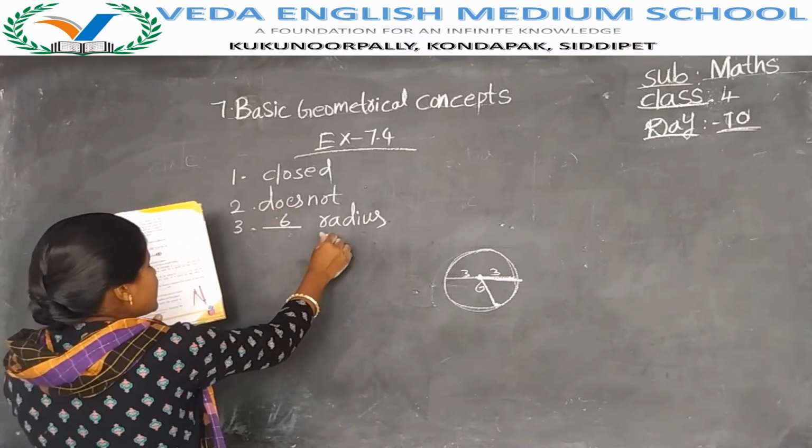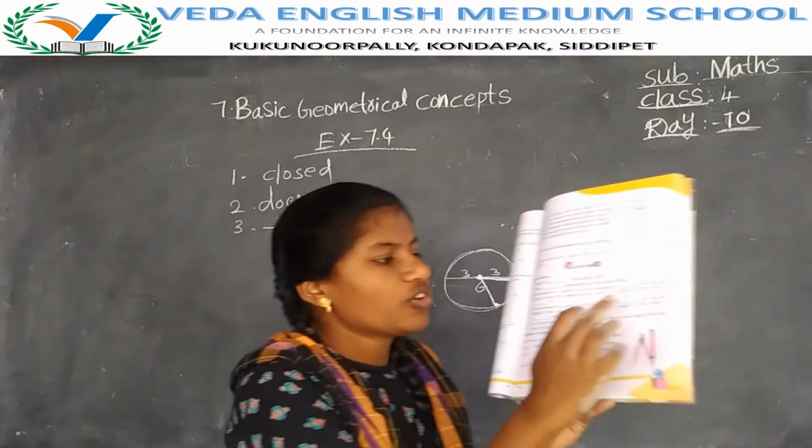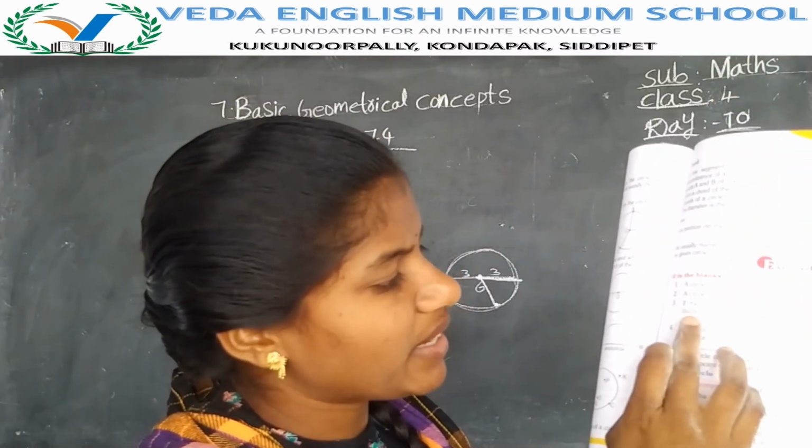First fill in the blank is 6. Second fill in the blank is radius.